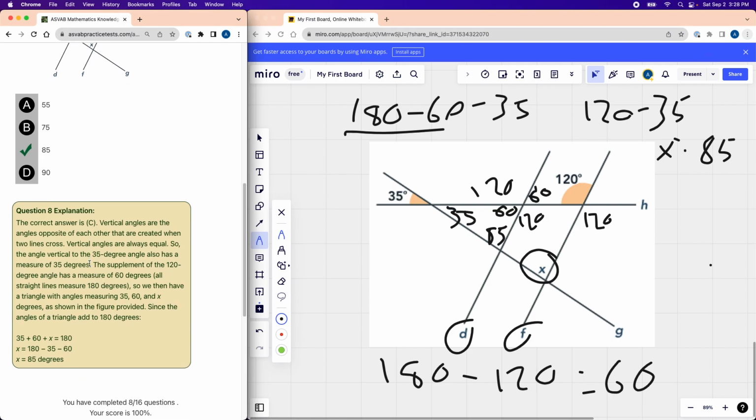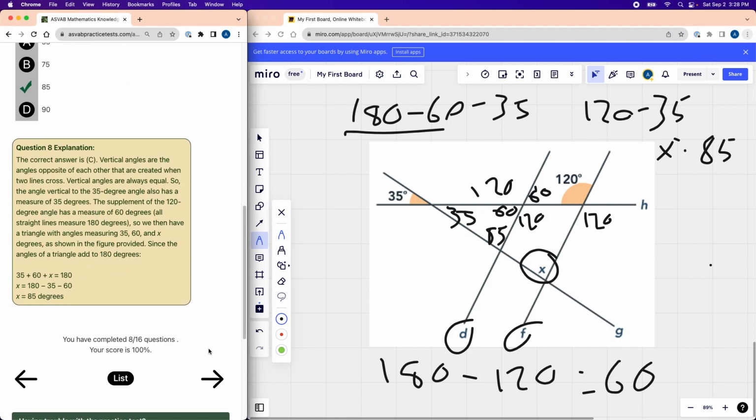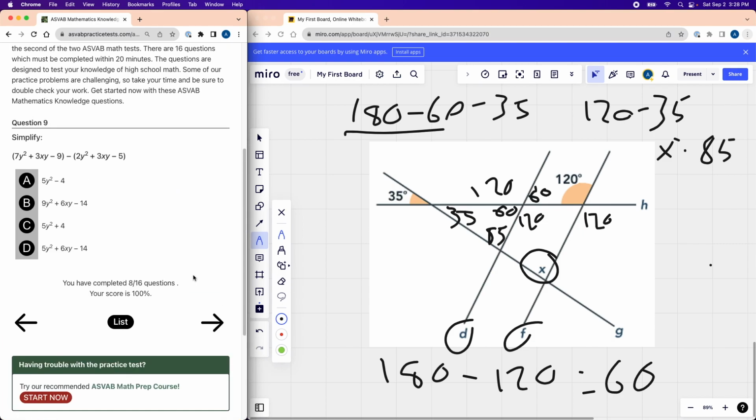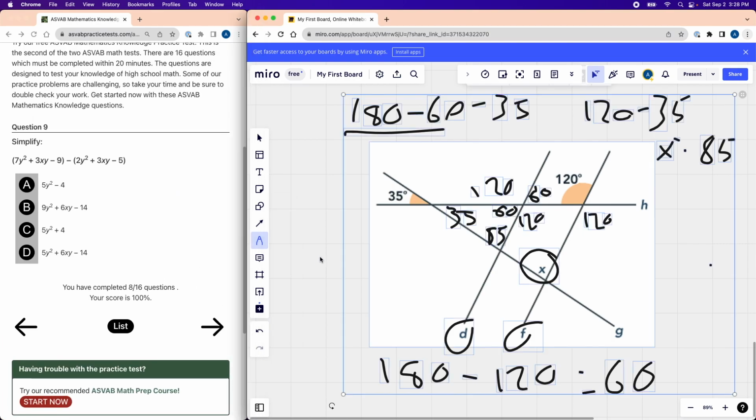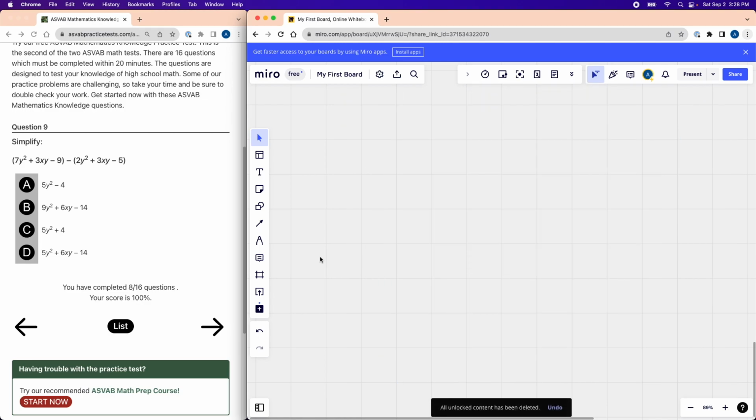And they go through a whole explanation of that as well. All right, so let's move on to the next one here. For this next one, they want us to simplify. So simplify this equation here. Press pause and see if you can get this one.